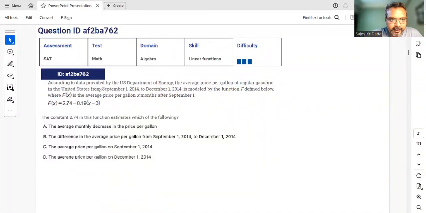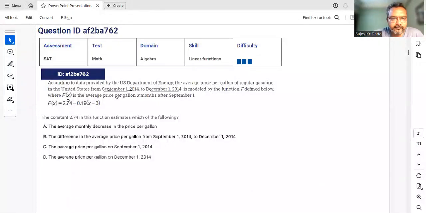the average price per gallon from September to December is given by the function here. So if you see, September to December is basically a 3 month period, right? September 1 to October 1, October to November 1, November to December 1, right? It's a 3 month period. So obviously, X months after September means X can be basically 0 to 3. Okay. 0 months after September would mean like on September. 3 months after September would mean like December.